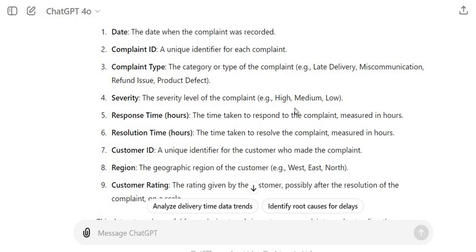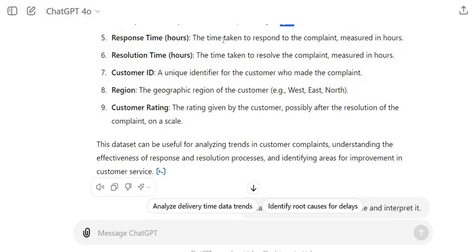So these are the columns present in the data set. One, date, then complaint ID, complaint type, that is the category or type of the complaint, for example late delivery, miscommunication, refund issue, product defect, etc. Then there is severity level, which can be high, medium or low. Then there is response time in hours, the time taken to respond to complaint measured in hours, and resolution time, the time taken to resolve complaint, again measured in hours.